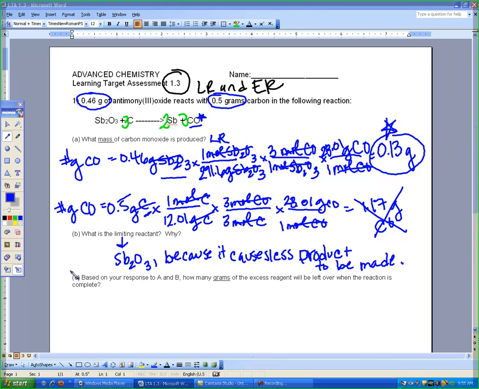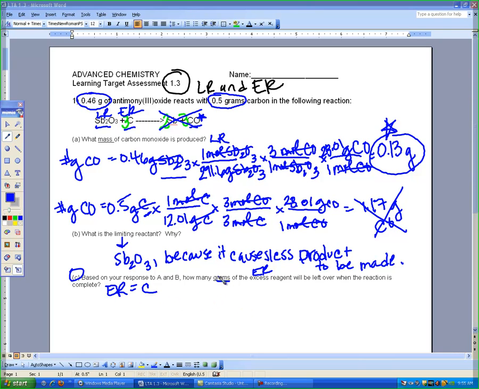Okay, so let's go down to part C. This seems to be the thing that you guys are struggling the most with. So, based on your response to A and B, how many grams of the excess reagent will be left over when the reaction is complete? Well, first, make sure you know what the excess reagent is, a reactant. Sometimes you guys are using products. These cannot be used for excess reactant. It's either this or this, and you told me that this is the limiting reactant, so the excess reactant is carbon. That's the one that didn't get all the way used up. So I always put carbon.